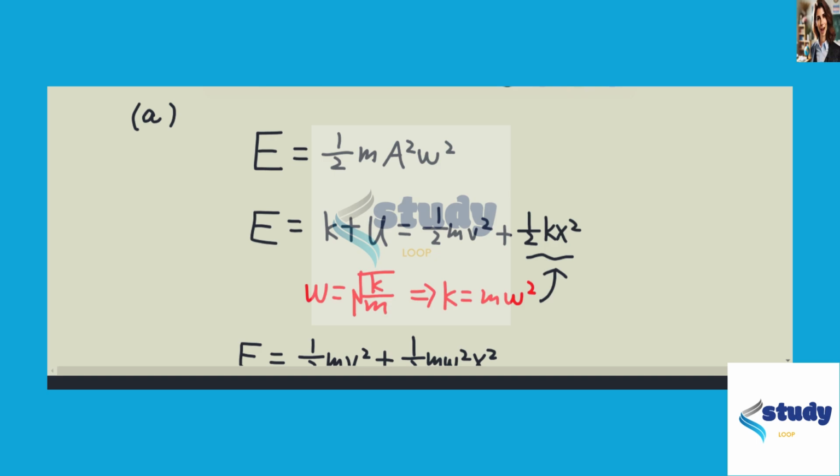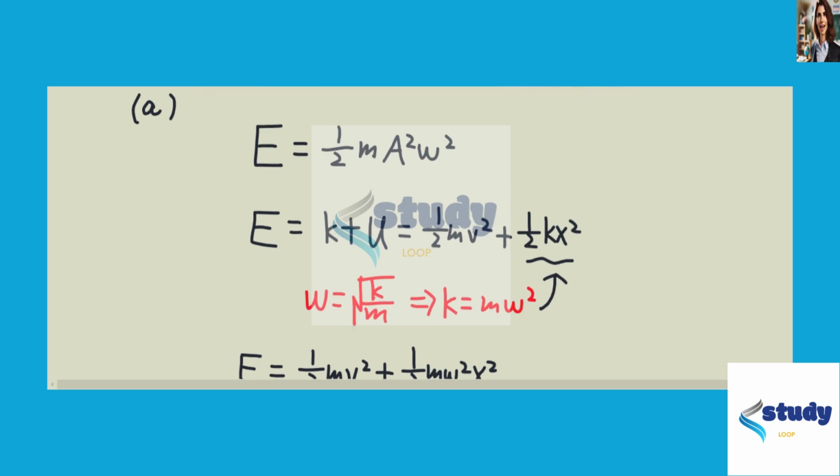Okay, so we know the total mechanical energy is equal to 1/2 m a squared omega squared. And total mechanical energy can also be equal to the kinetic energy plus the elastic potential energy, which is 1/2 mv squared plus 1/2 kx squared. And as you can tell, the angular velocity is equal to the square root of k over m, which is the square root of spring constant over the mass. So therefore, k is equal to m omega squared.